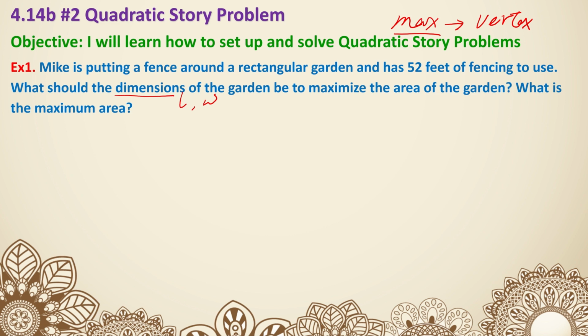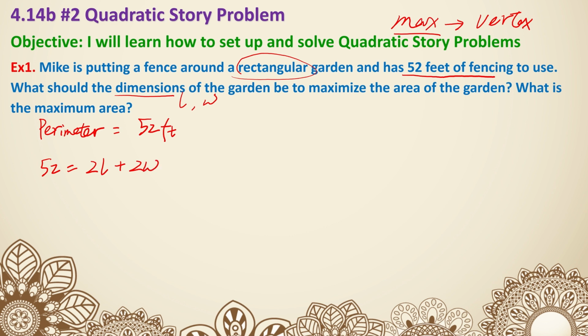So in this case, the information given is 52 feet of fencing. And fencing is around a rectangle, which in other words means the 52 feet is the perimeter. Well, let's pretend we have a length and a width. The perimeter is 52, and that equals 2 length plus 2 width. That's how we calculate the perimeter of a rectangle.